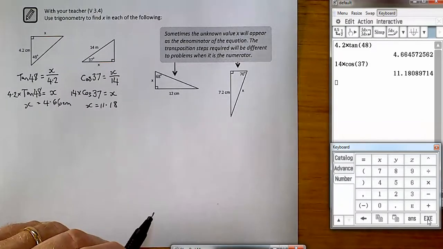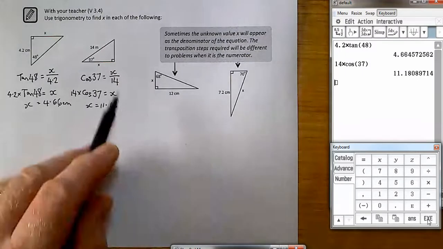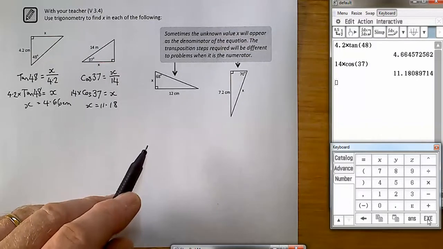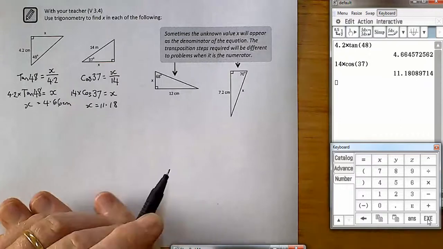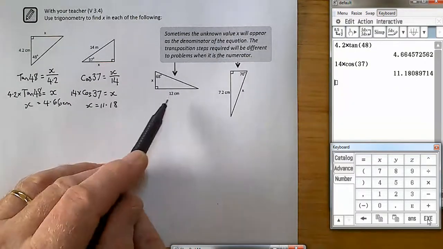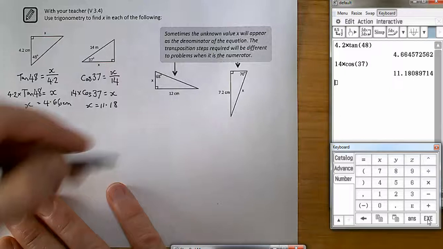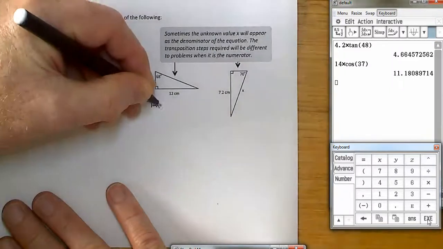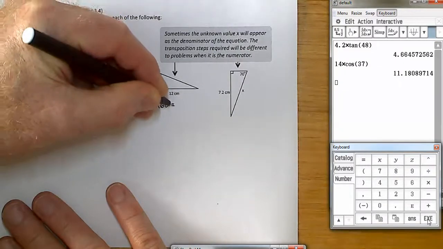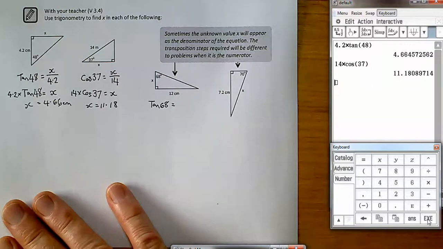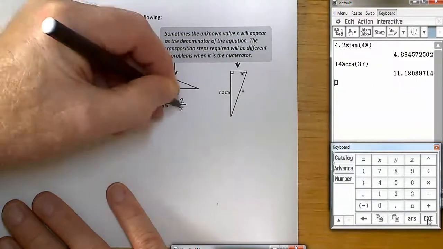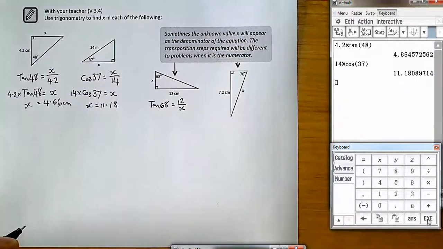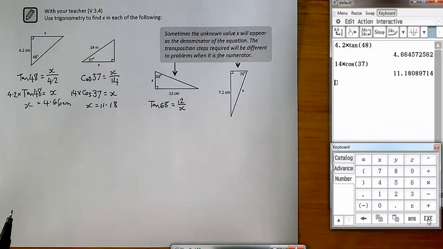Now sometimes when you do a trig question, you end up in the situation where x is in the denominator, the bottom of the fraction. Take a look at these examples here. If I do this, the first step is, which sides are involved? Opposite and adjacent. It's another tan question. So the tan of 68 equals opposite over adjacent, 12 over x. It's worked out that x is in the bottom of this fraction. Now the steps involved in transposing it so that x is the subject are quite different here.